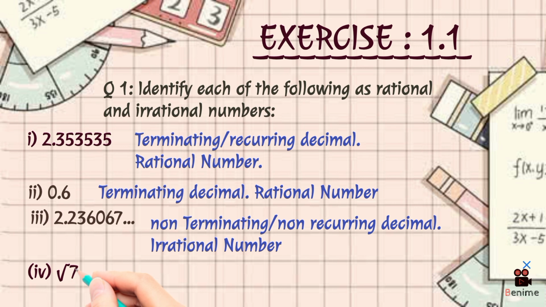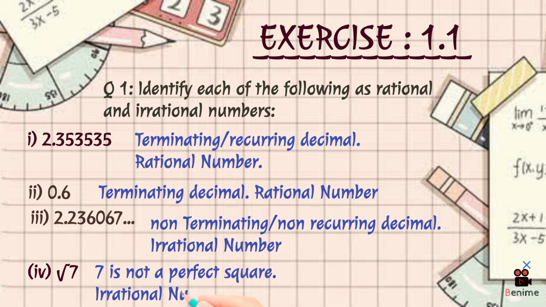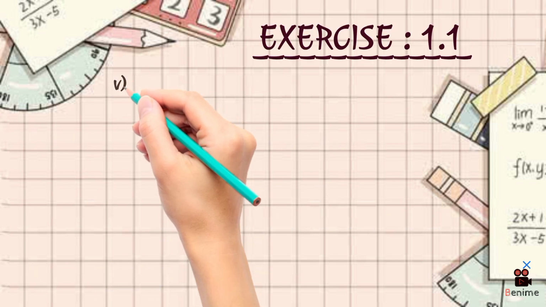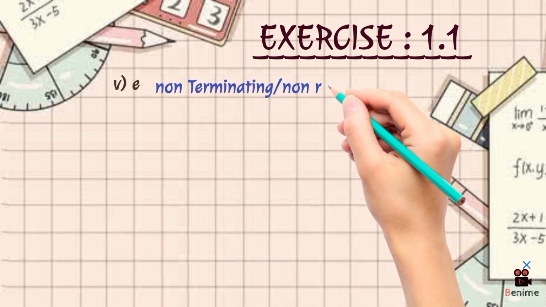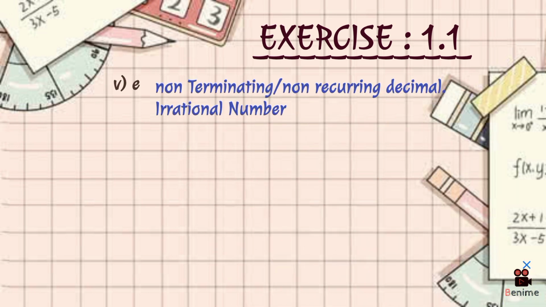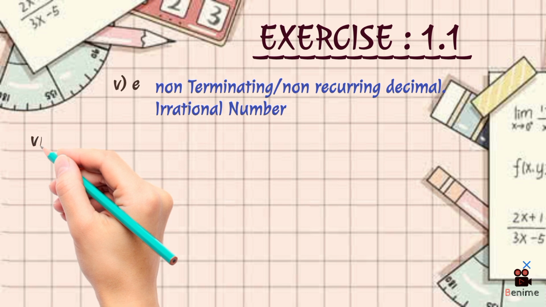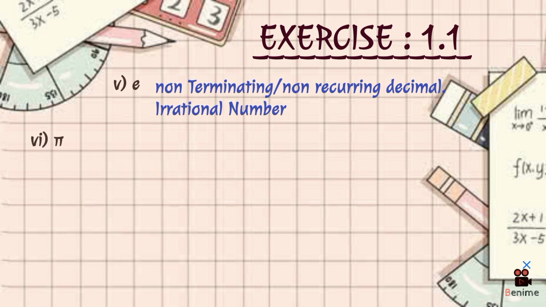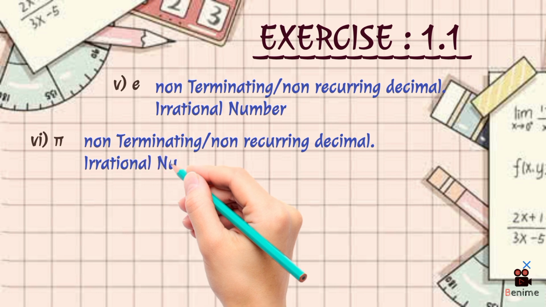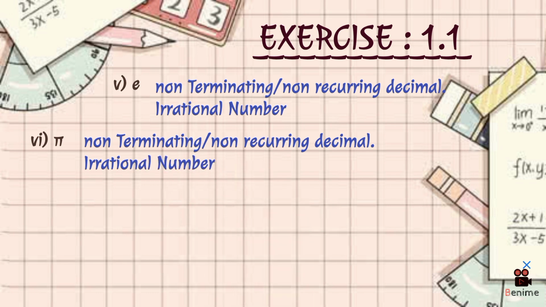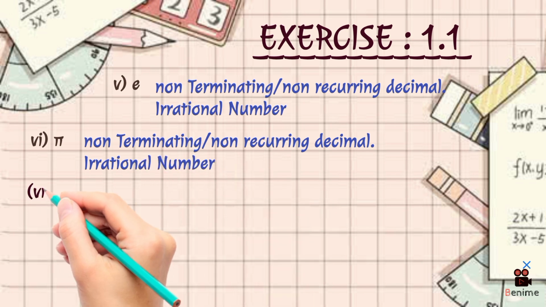Fourth, square root of 7. 7 is not a perfect square, and its square root gives irrational value, so it is irrational number. Now fifth is e. Its value goes on infinitely, so it is non-terminating, non-recurring decimal, then it is irrational number. Sixth is pi. Like e, it is non-terminating, non-recurring and goes on infinitely, so it is irrational number.